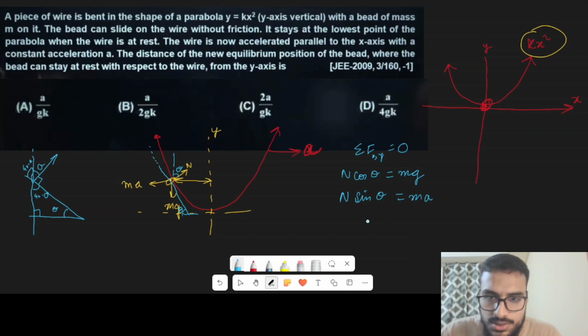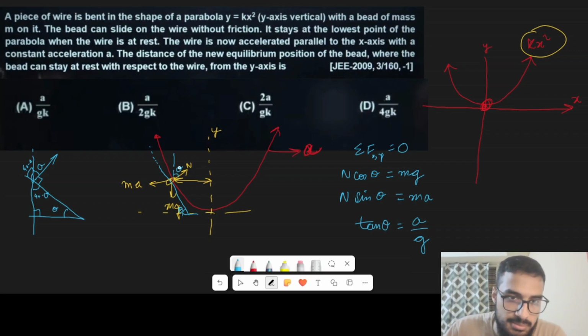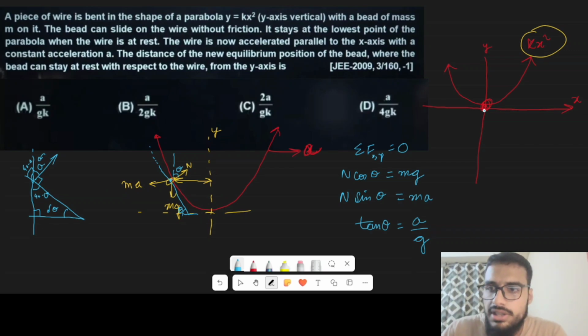Can you divide these two? Let's divide the lower with the upper. So tan theta will come out to be a by g. So we got it, tan theta is a by g. One more data is given. Because we visualized this theta and we equated that with this theta, do we know what is the slope at that point? First of all, what is the slope at that point?